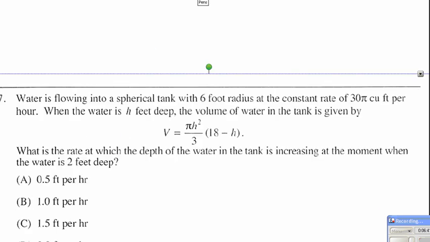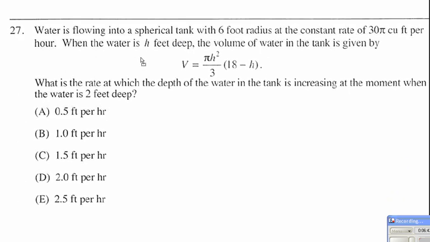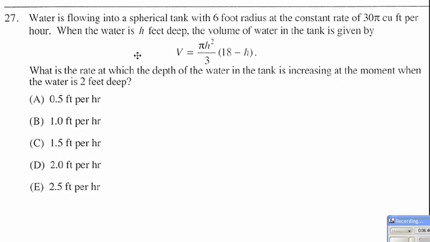Alright, now this portion is the calculator part. Oh no, actually not yet. Soon after. Water is flowing into the tank with a 6-foot radius. If I were to sketch the diagram, we end up getting this here. Now, the radius is equal to 6, and then the constant rate of 30 pi cubic feet per minute.